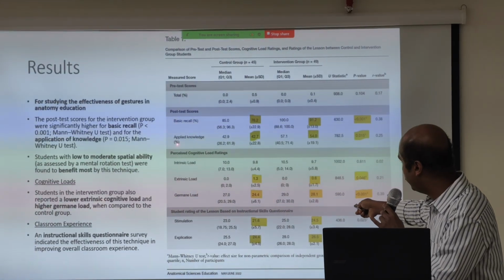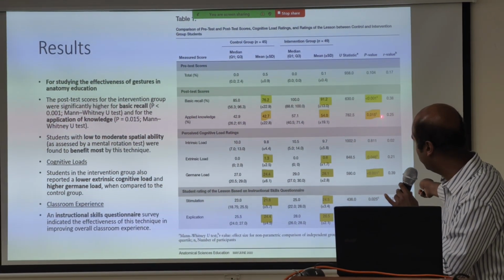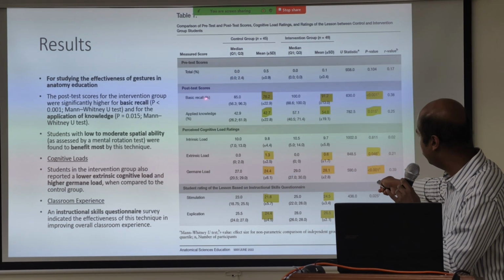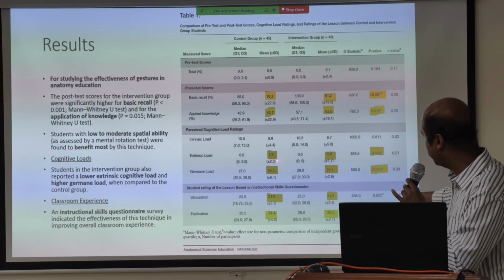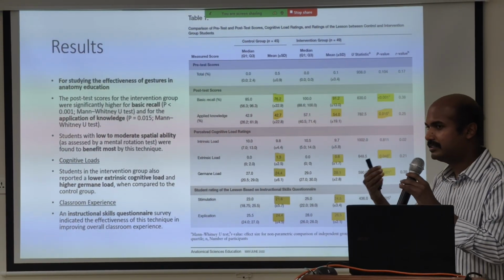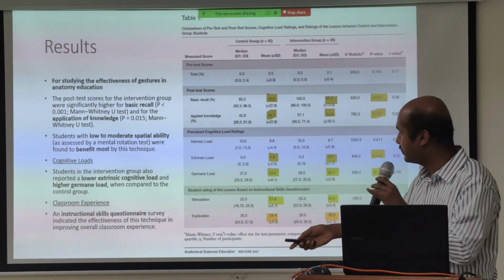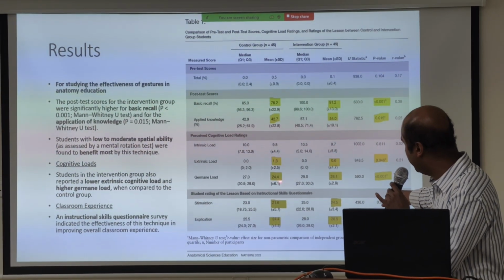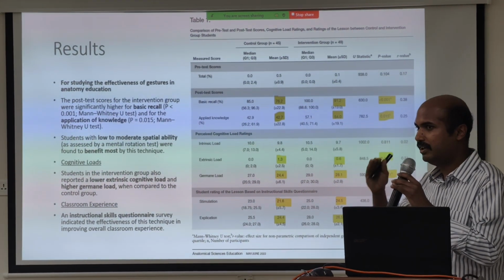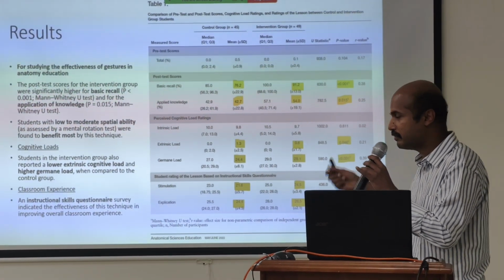And you can see the basic recall and applied knowledge has increased significantly. You can see the p-value here. So you can see significance in the post-test scores. And the cognitive loads are also better. You can see extrinsic load is the load that hinders learning. So extrinsic load is lower in the gesture group, and the germane load is higher in the gesture group. Both are important. Both show that the learning is much more effective.